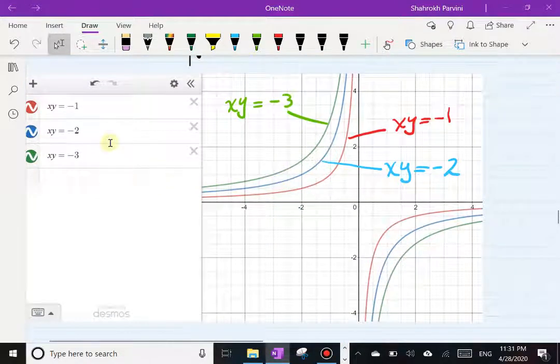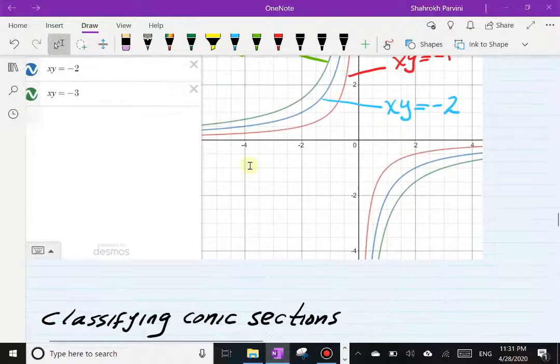So the same 3 I had earlier, I changed 1, 2, 3 to -1, -2, and -3 for you. The curve in red again is xy equals -1. See, one branch in the second quadrant, another in the fourth quadrant. When it's blue, you have a branch in the second quadrant and another one in the fourth. The green, you have a branch here and another branch here. And there you go. Remember, we want to know general shapes. Don't worry about plotting points.